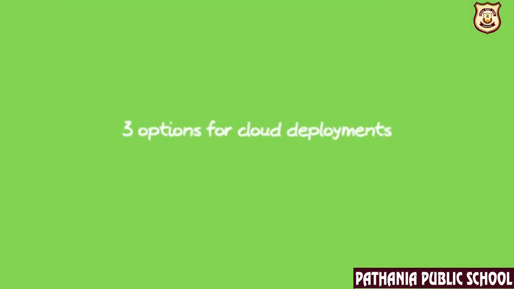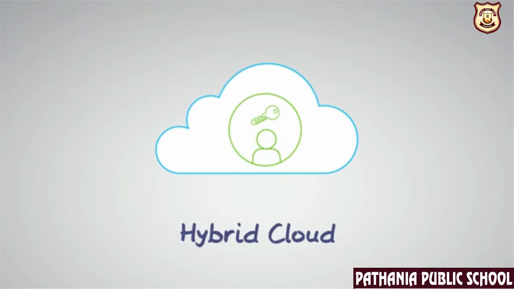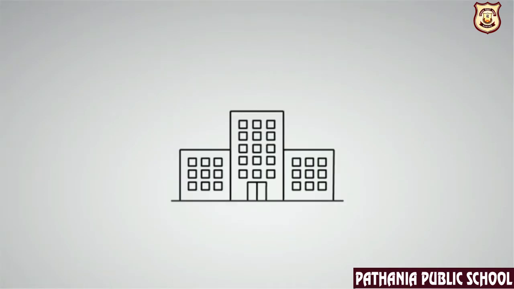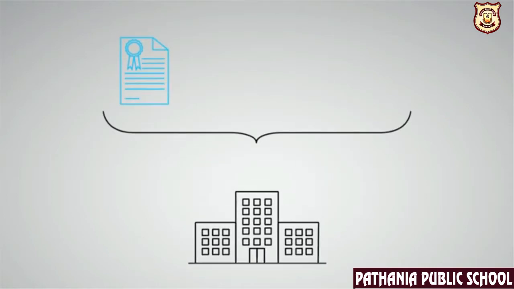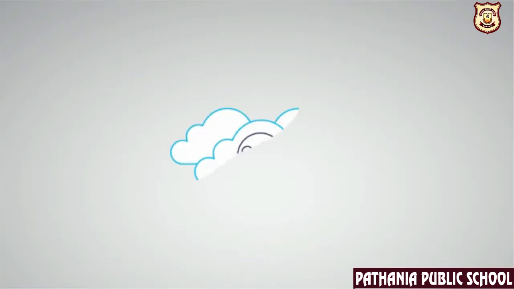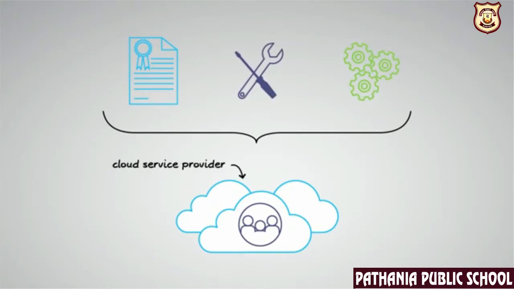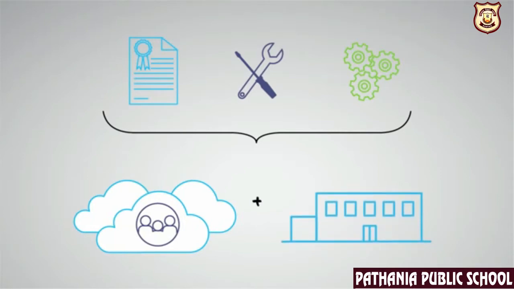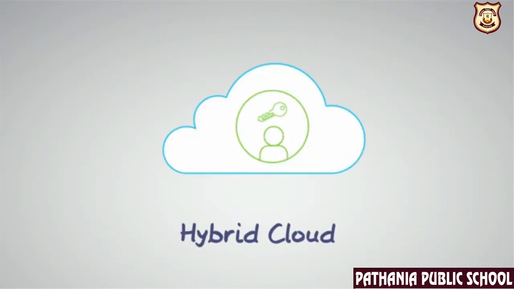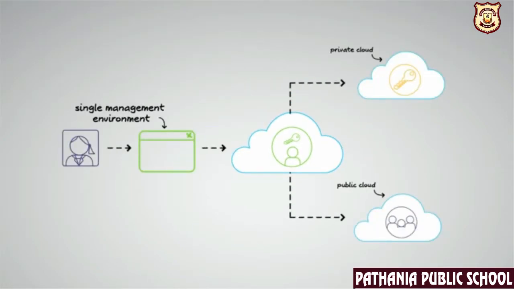Customers generally choose one of 3 options for their cloud deployments: public, private, or hybrid cloud. A private cloud is provisioned for the exclusive use of a single organization. The infrastructure is usually owned, managed, and operated by the organization within its own firewall. A public cloud infrastructure is open for use by the general public. This type of cloud is owned, managed, and operated by a cloud service provider and runs on the provider's premises. A hybrid cloud allows a user to access both private and public cloud resources from a single management environment.